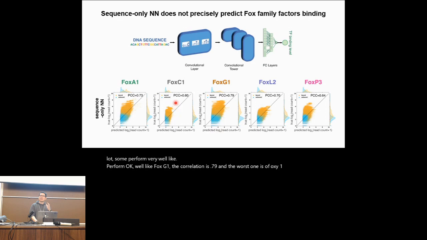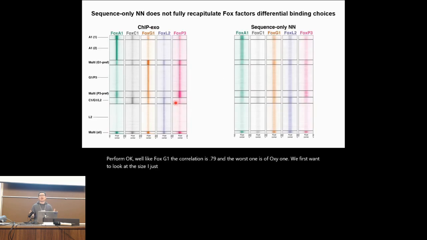We first want to look at the sites I just showed to see how well our sequence-only model is able to recapitulate the diverse binding site choices. On the left side is the true ChIP-exo signal, and on the right-hand side is the prediction from the sequence-only neural network. We can see that for FOXA1, it knows that there are two or three clusters with enriched FOXA1 signal, and some regions should have very weak FOXA1 signal. But for the remaining factors, especially FOXG1, it couldn't distinguish which sites should have stronger binding of FOXG1 and which sites should have weak binding.